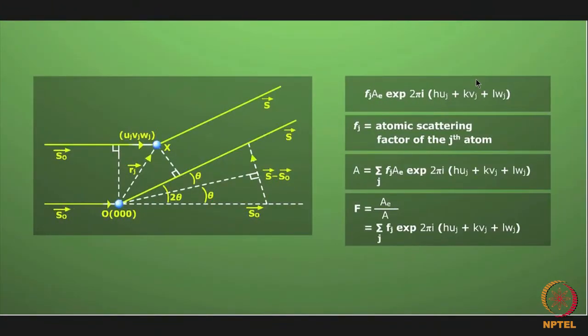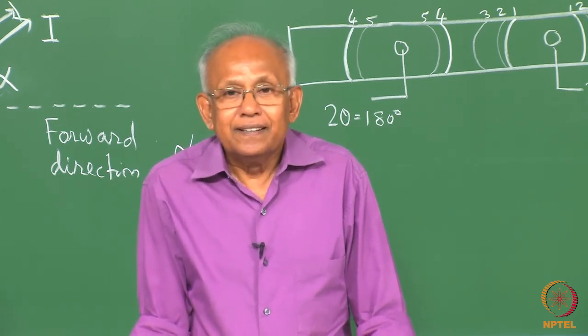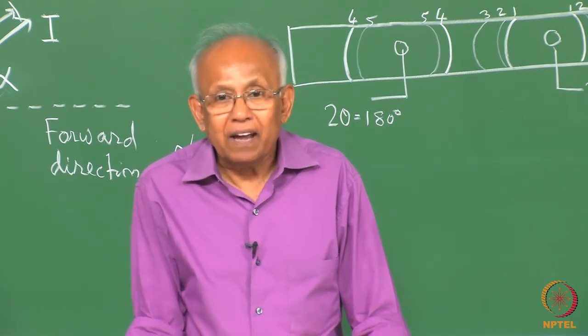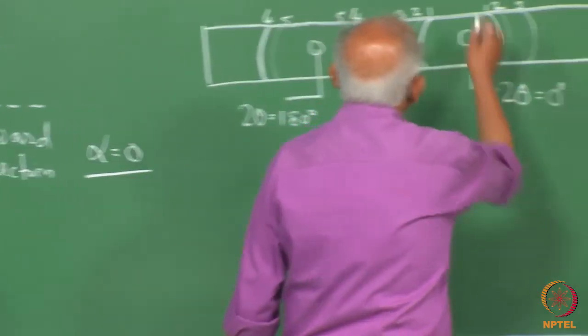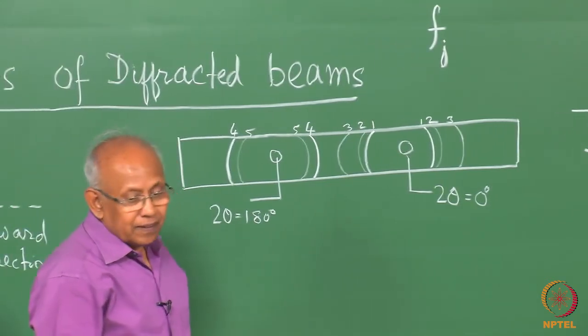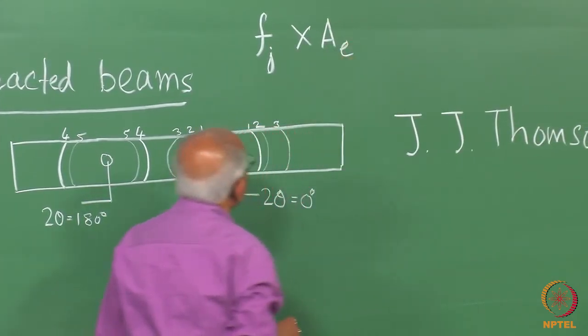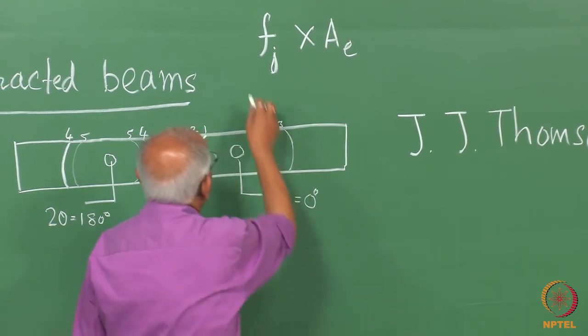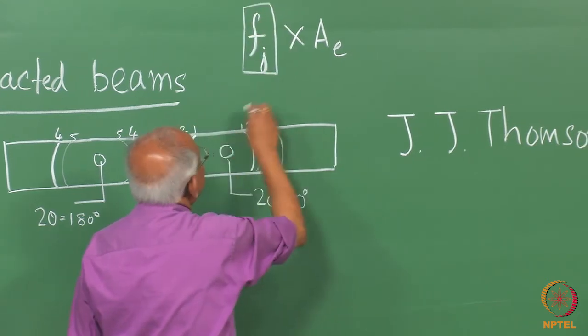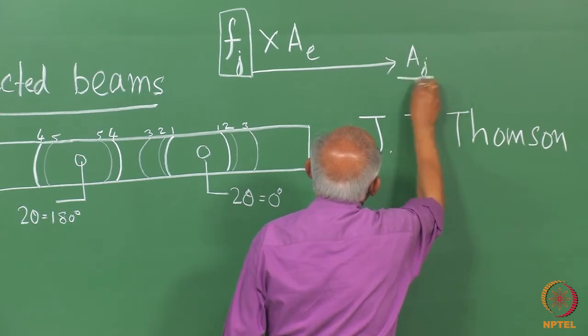Now, what will be the amplitude of X-ray scattered by the jth atom? We know that if small f is the atomic scattering factor, in this case fj is the atomic scattering factor of the jth atom. If we multiply it by Ae, the amplitude scattered by a single electron, what does it give? Because fj, the atomic scattering factor, is nothing but the amplitude scattered by the jth atom divided by Ae.